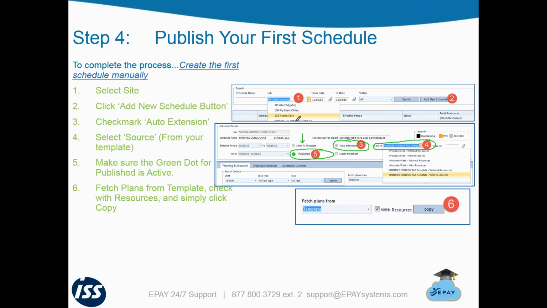And once we do all that, the last thing is to come down to the very bottom and click on copy. That basically tells the system we pull plans from this template with our resources, and it will automatically copy them for us into this particular schedule. So instead of having to go back and recreate everything in this new schedule manually, we're just going to tell the system to copy it in for us and drop it in, so we can move on forward.